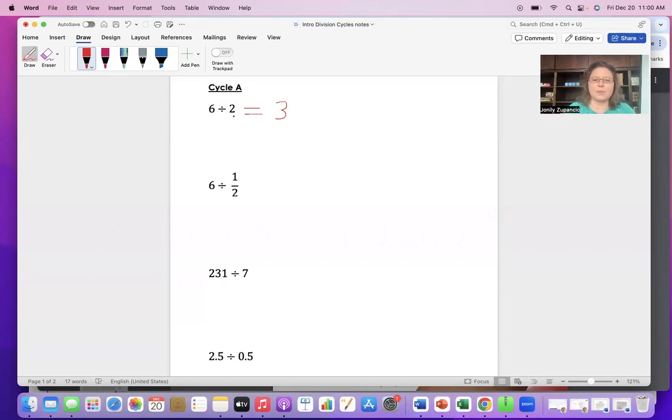So when I have a problem like this, 2, the second number, is my counting number. It is my skip counting number. So essentially what this division problem says is I need to skip count by 2s, skip counting by 2s.